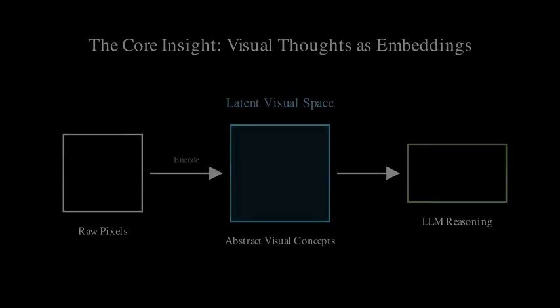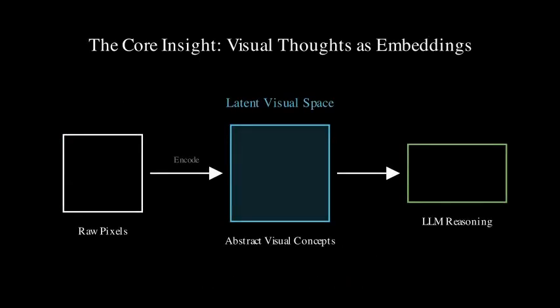The key idea behind Monet is to enable the model to reason directly in a latent visual space, a lower-dimensional, semantically richer representation of the image. Instead of thinking in pixels, the model generates continuous embeddings, acting as intermediate visual thoughts. These embeddings encode abstract visual concepts, allowing the LLM to reason about relationships and perform complex visual tasks more effectively, similar to how humans use abstract visual thinking.